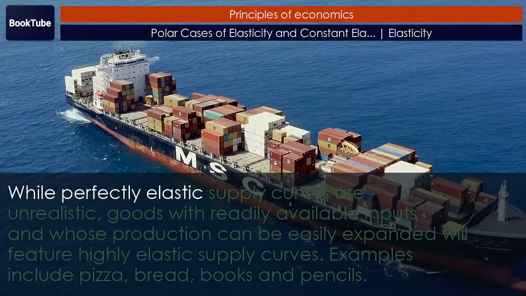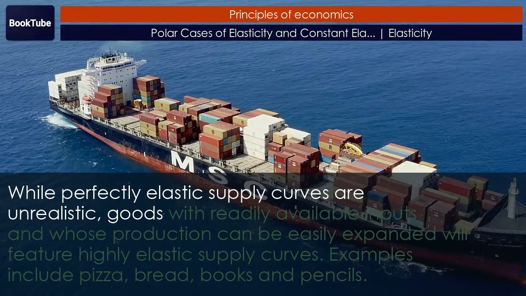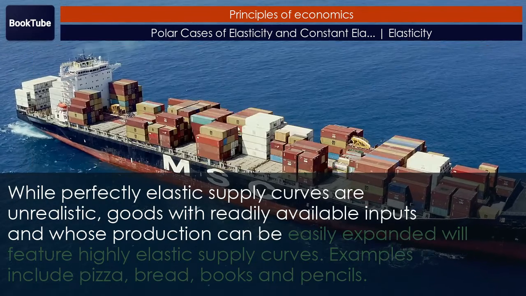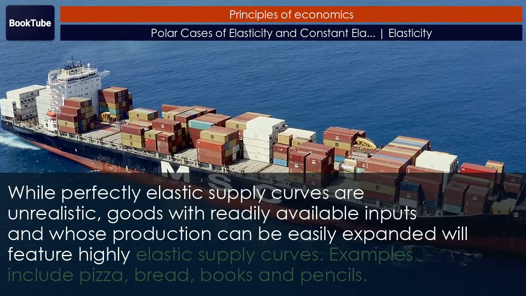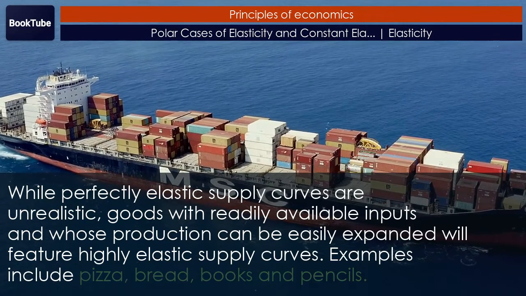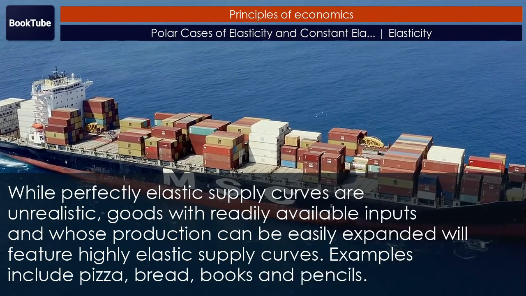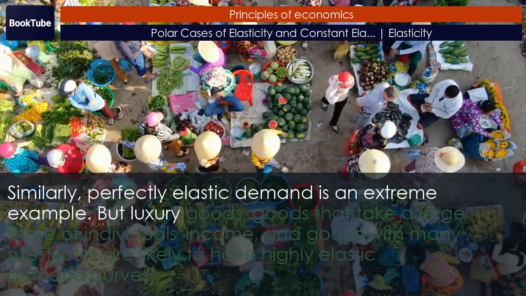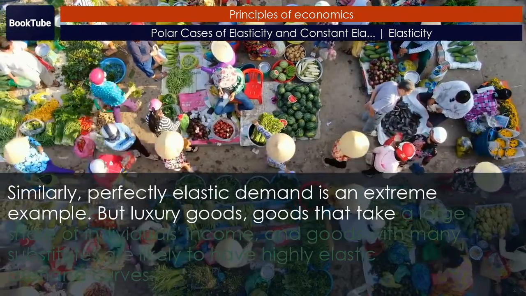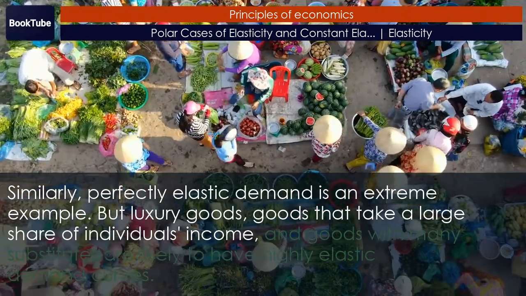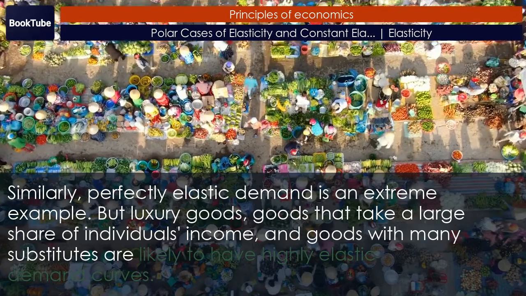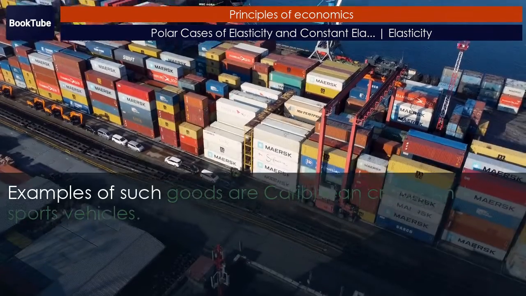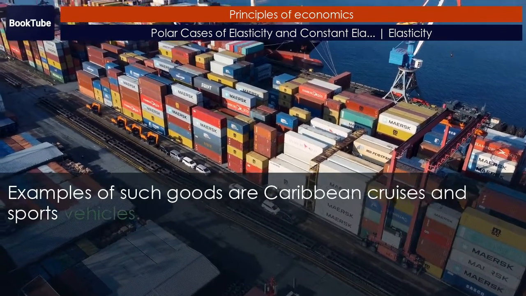While perfectly elastic supply curves are unrealistic, goods with readily available inputs and whose production can be easily expanded will feature highly elastic supply curves. Examples include pizza, bread, books and pencils. Similarly, perfectly elastic demand is an extreme example. But luxury goods, goods that take a large share of individuals' income, and goods with many substitutes are likely to have highly elastic demand curves. Examples of such goods are Caribbean cruises and sports vehicles.